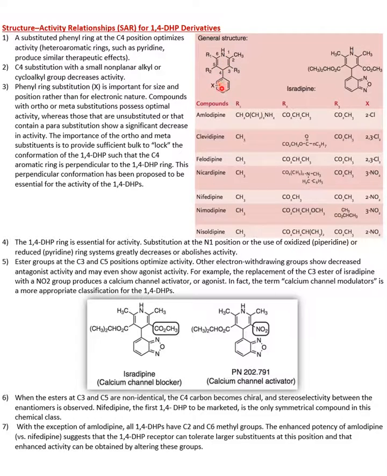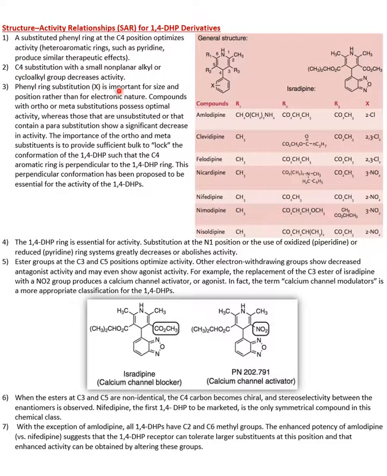Okay, so any substitution of this ring with a similar ring that is a heteroaromatic ring would retain the activity. If you replace it with an alkyl group, let's say CH3, CH2, any of these alkyl groups, whether cyclic or non-cyclic, then the activity decreases. So this is point 1 and 2.